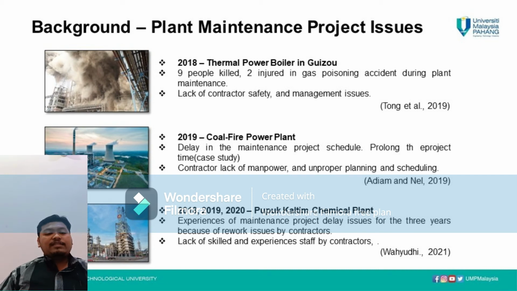Moreover, in recent years, in 2018, 2019, and 2020, the Pupuk Kaltim chemical plant in Indonesia experienced 3 years of project delay issues because of rework issues by the contractor. All of this happened because of lack of skilled and experienced staff by the contractor.